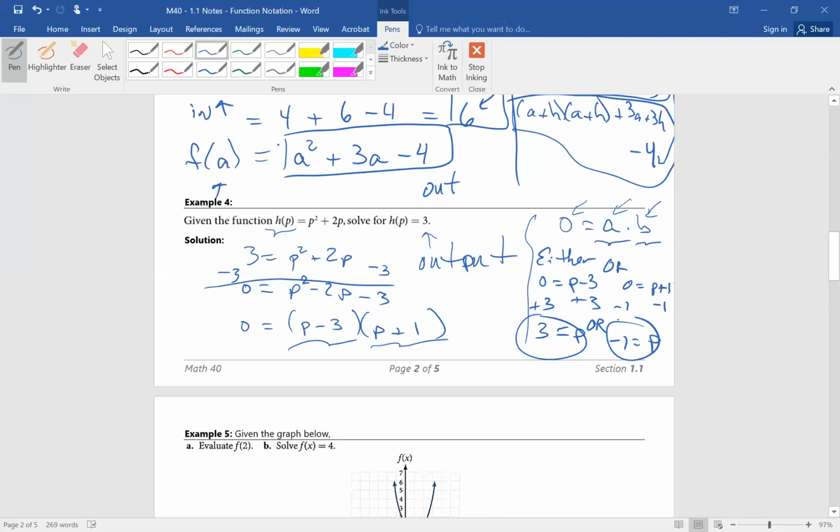So in this case, there are 2 answers, or 2 inputs, that will give me, remember, I was solving for the inputs, give me this answer of 3 for an output. So very important to keep those things straight.